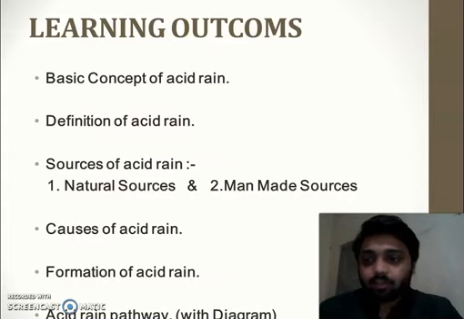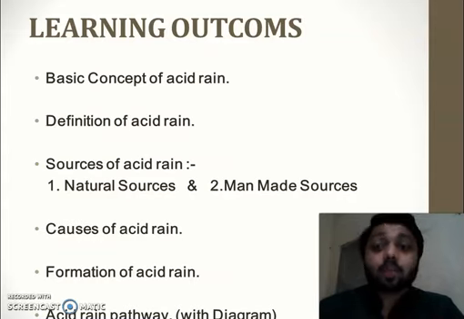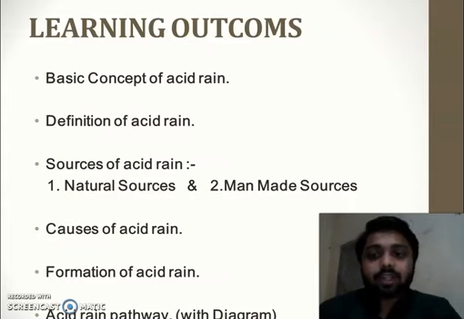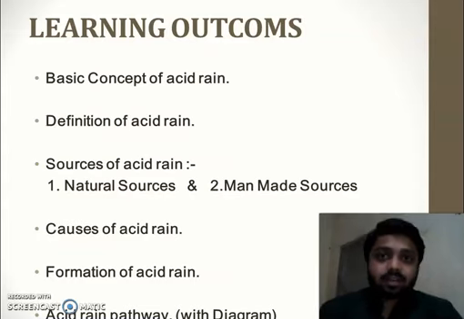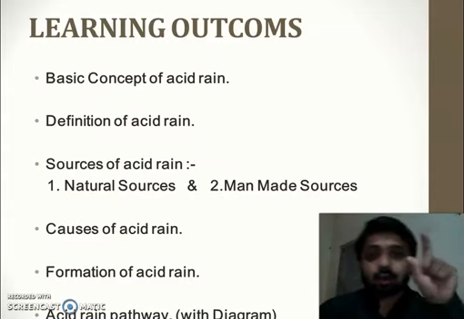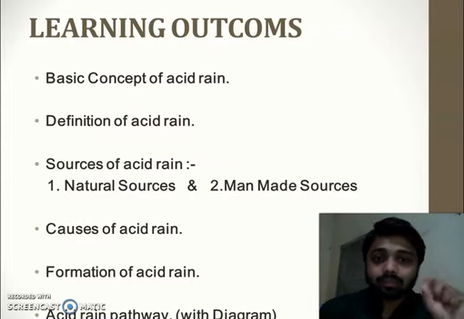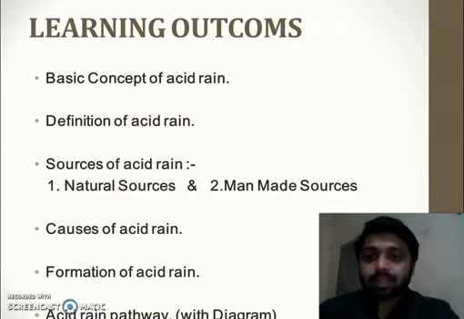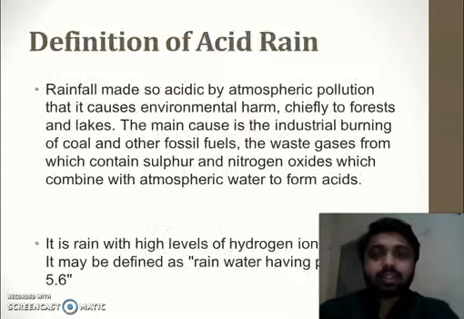The next outcome is the causes of acid rain. What exactly are the causes of acid rain? After that, the formation of acid rain. How does acid rain form, or how does it come into impact? After that, the acid rain pathway. How exactly does acid rain occur? It will be done by a diagram. I will explain that with a diagram. Moving forward to the next slide.